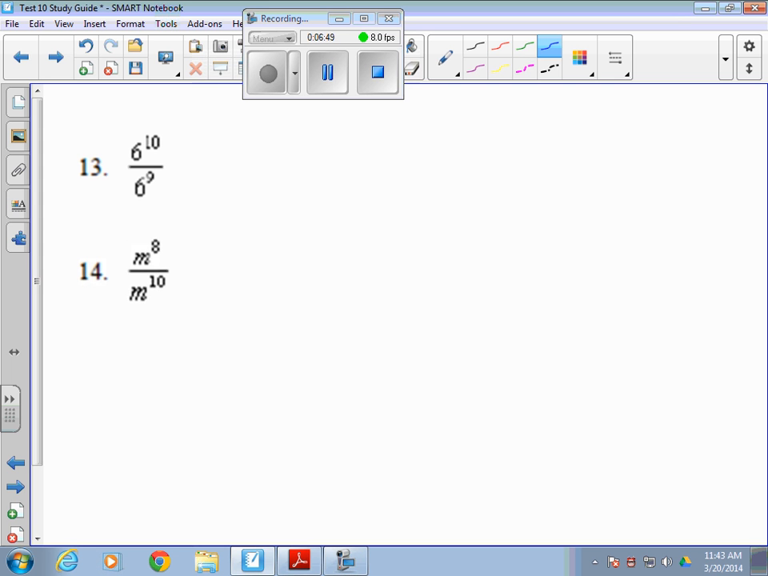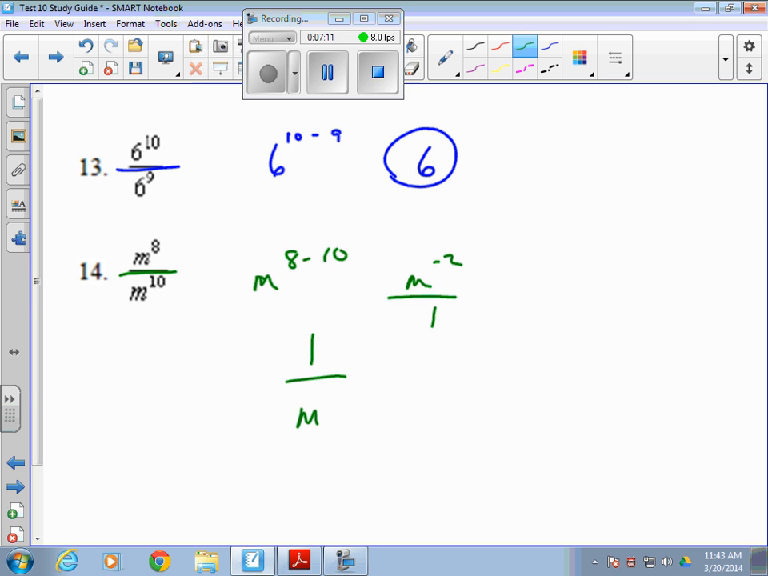6 to the 10th over 6 to the ninth. Dividing this time, you subtract exponents. 6 to the 10 minus 9, 6 to the first power, which is simply 6. m to the 8th over m to the 10th. Again, dividing, m to the 8 minus 10 gives you m to the negative 2 power. Can't leave a negative exponent. Has to ride the elevator. It's at the top since there's no fraction already. 1 over m to the positive 2 power.